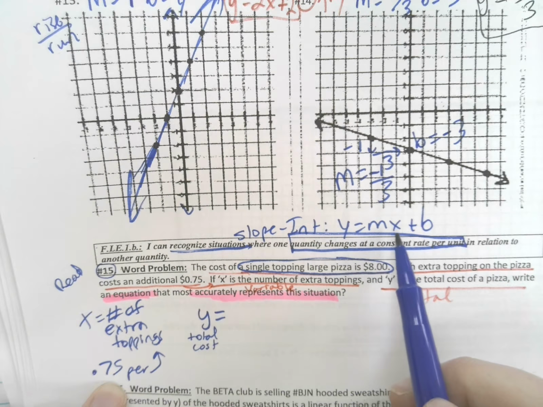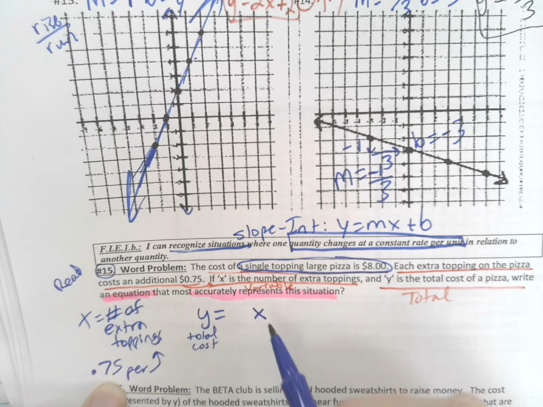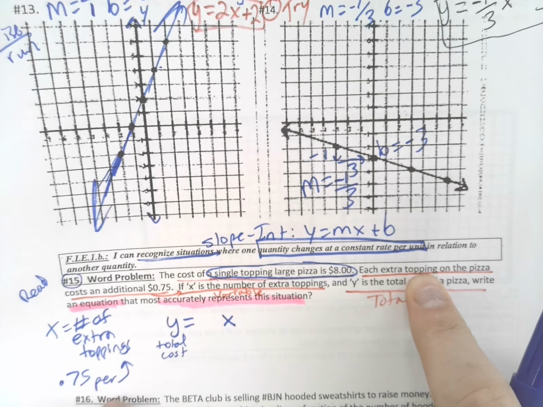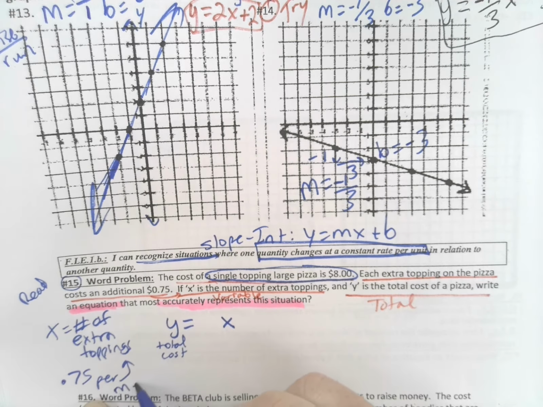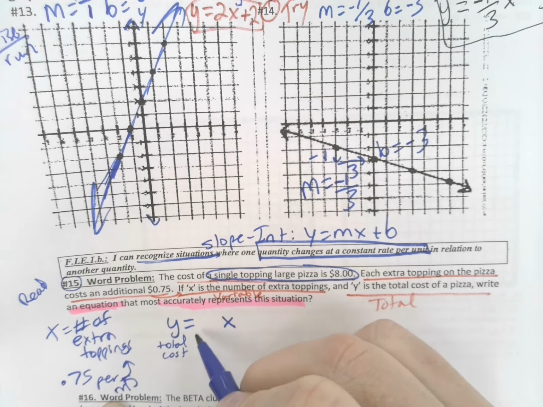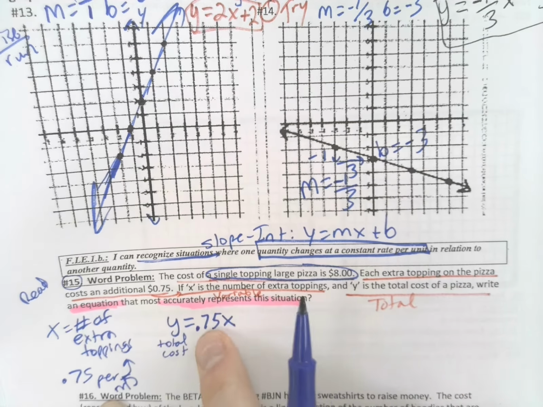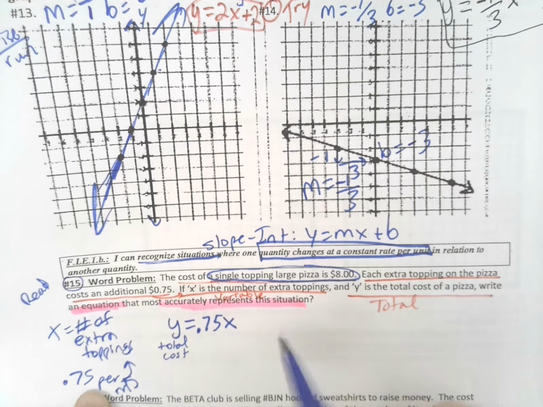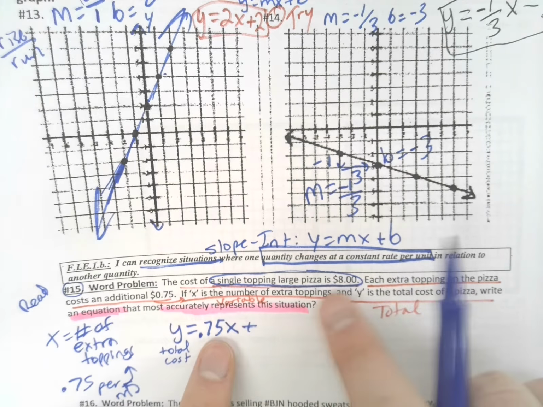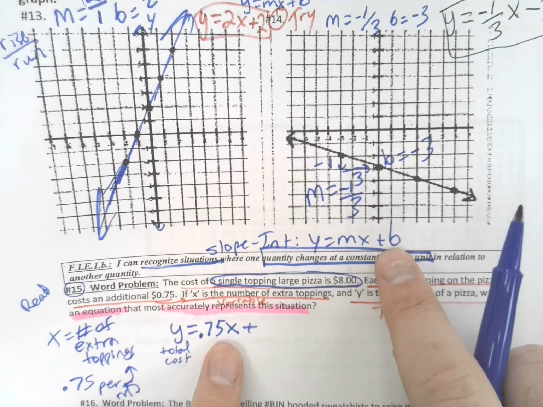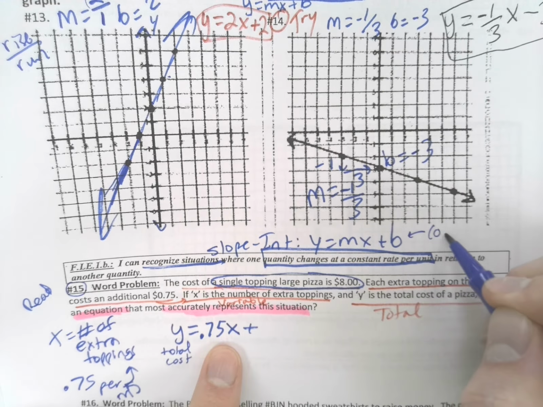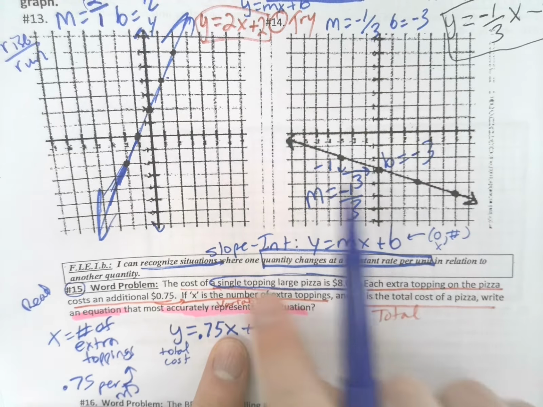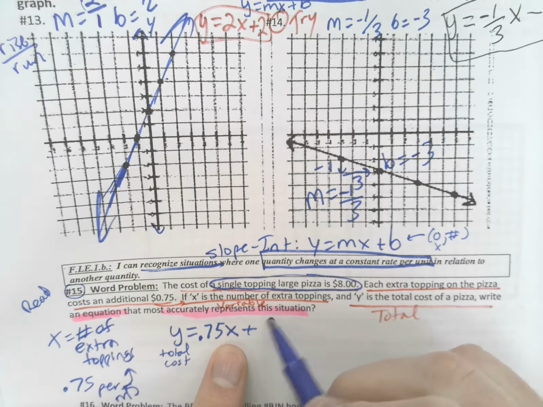So we know mx, if x is the number of extra toppings, what's the slope going to be? How much is our price changing for each extra topping? 75 cents is our slope. So m, 75 cents is our slope, because every new topping costs 75 extra cents. Plus, how much does a pizza cost without any toppings? For a y-intercept for b, we know that's whenever x is 0. If x were 0, how much does a single topping pizza still cost? Still costs $8.